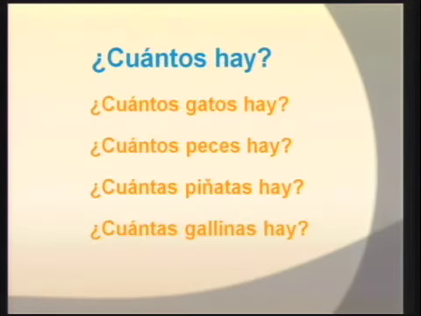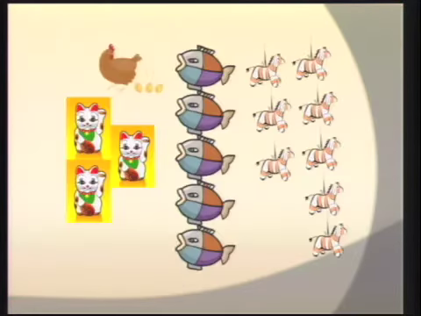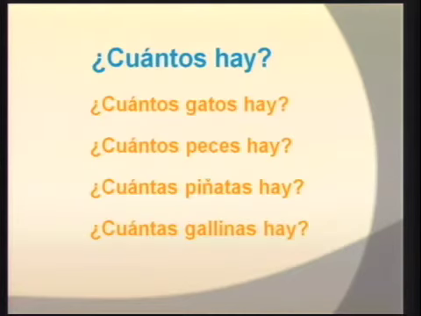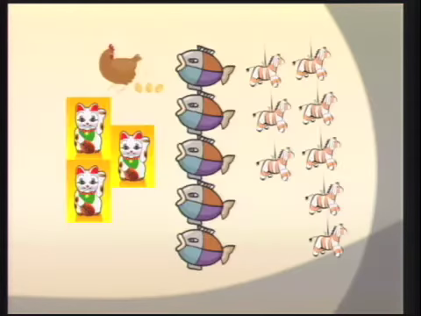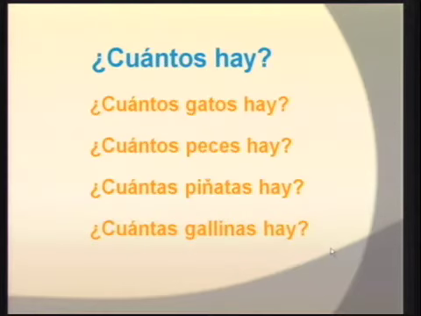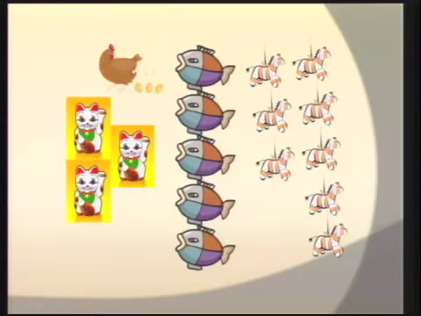¿Cuántas piñatas hay? Do you know what a piñata is? It's the thing you hit and the candy falls out. Lots of times they're in the shape of a donkey, un burro. ¿Cuántas piñatas hay? 1, 2, 3, 4, 5, 6, 7, 8 piñatas. Hay 8 piñatas. ¿Y cuántas gallinas hay? Hay una sola gallina. Gallina is a chicken, but when you eat chicken, you call it pollo. Okay? So now you can count.